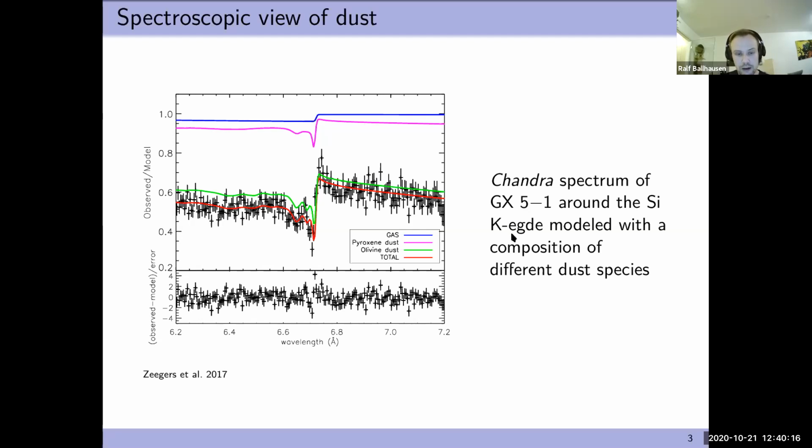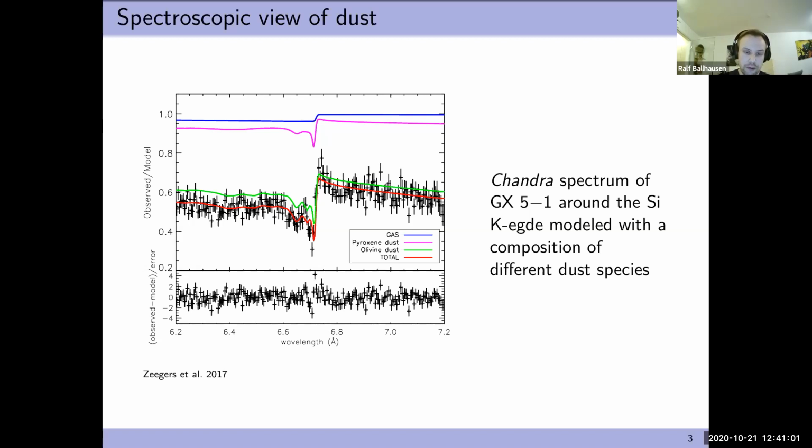And this is an example here, just for illustration, of a study by Sascha Segers from ESRON, who looked at Chandra spectra of low-mass X-ray binaries. And this is a close-up of the silicon K edge, where they found some fine structure modulation, and they modeled this with dust models, which they constructed from cross-section measurements taken at synchrotron facilities. So they investigated how these fine structures depend on the chemical composition or crystal structure of the dust, and built a model for that.